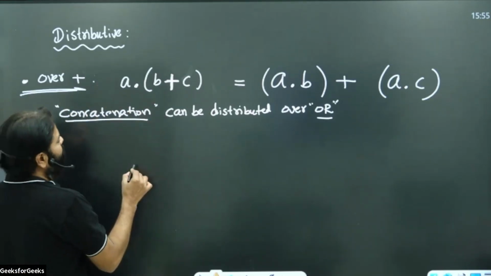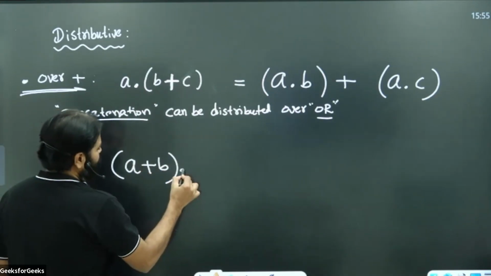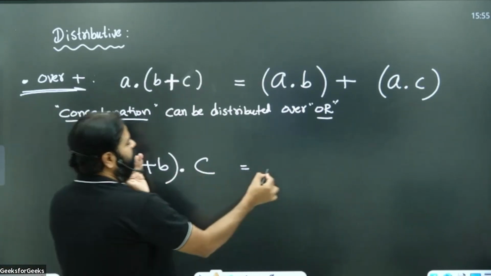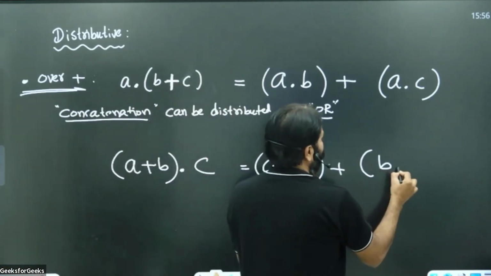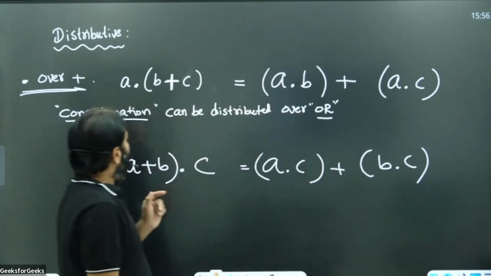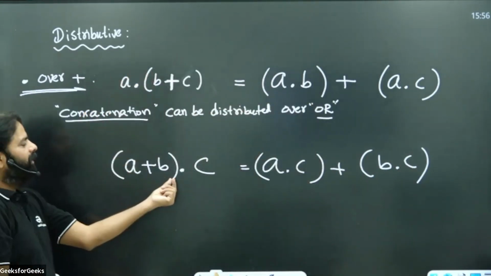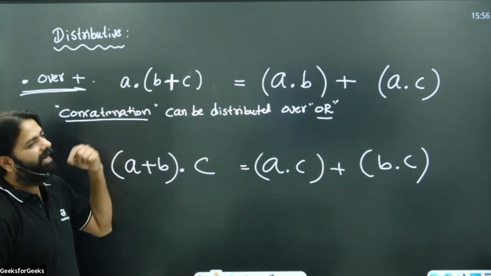You can also do from right distribution, like A plus B dot C. Now from right side you can distribute. In that case, A dot C plus B dot C. Again, I'm saying this is also dot over plus, but dot is distributed from left side. Here dot is distributed from right side. So we call it as right distribution. We call this as left distribution.